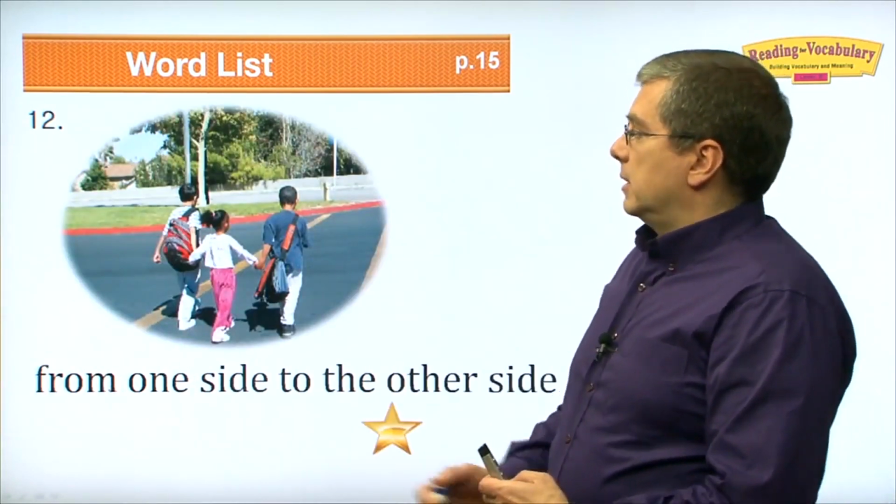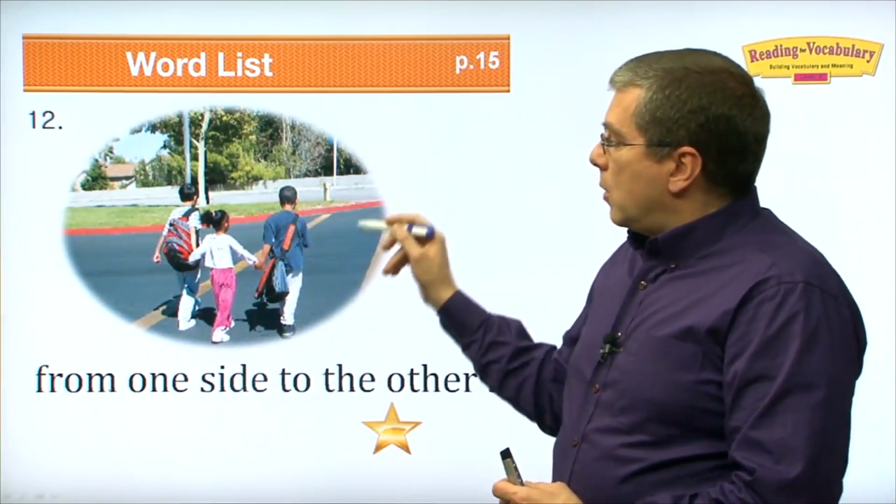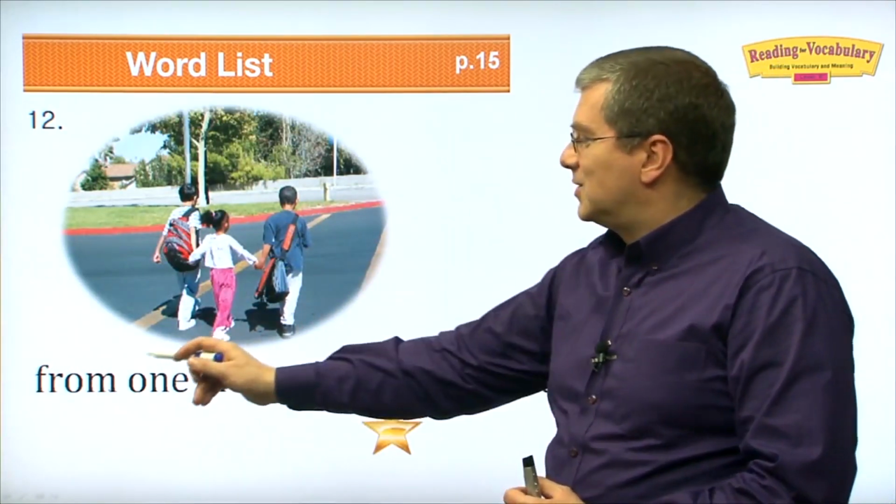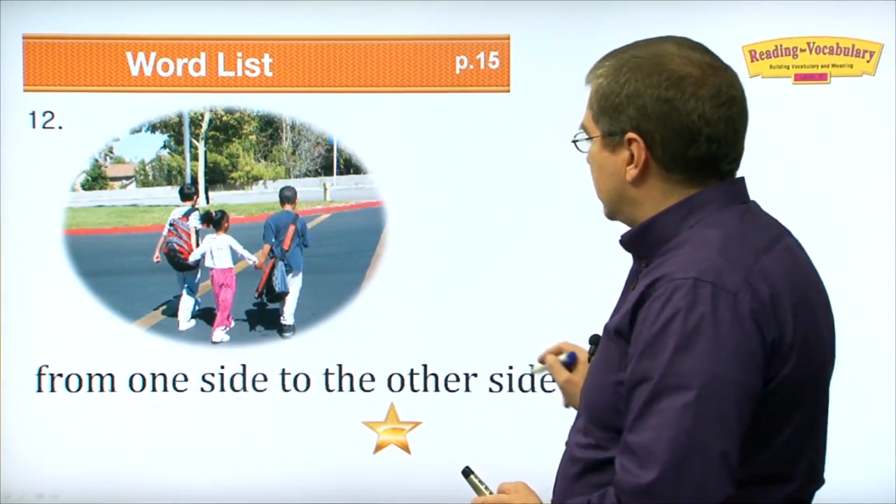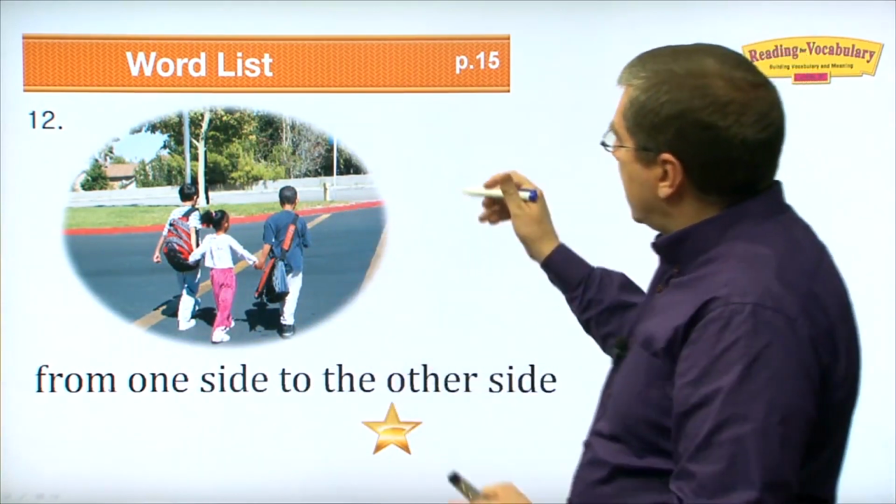Next one, number 12. Now be careful with this one. We see these children, they are going across the street, okay? I just used the word there, from one side to the other side. If you're talking about from one side to the other side.